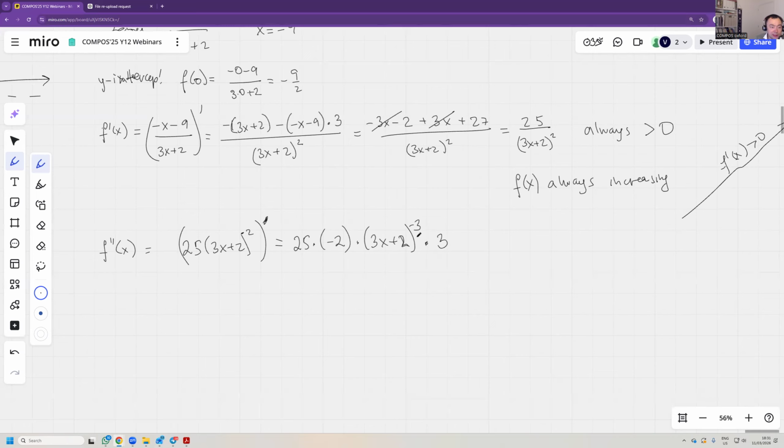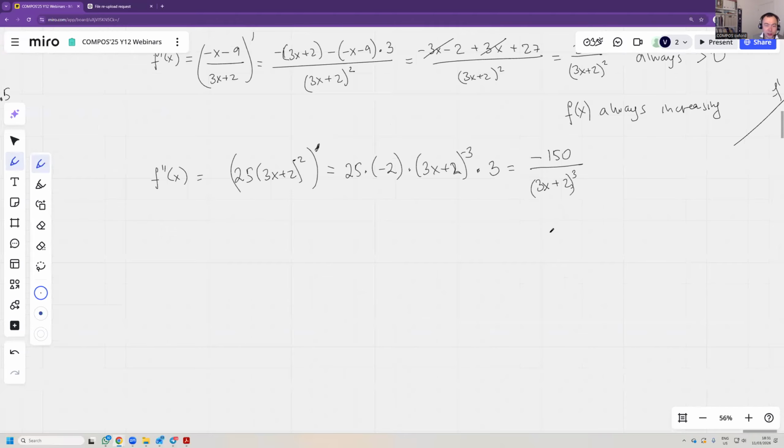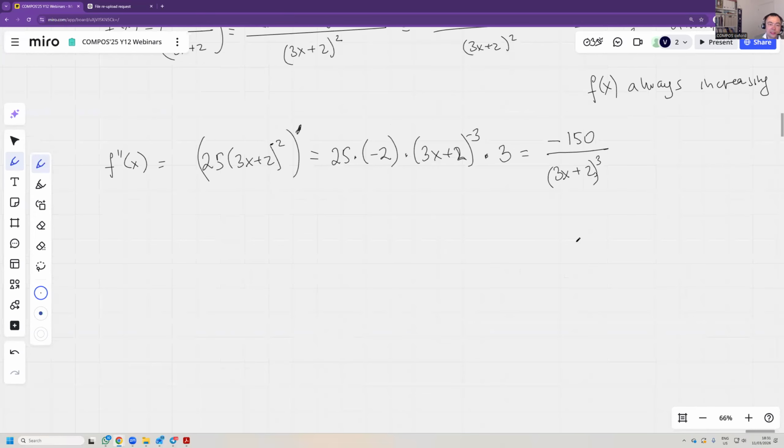Oh, no, that is correct. Yes. So that is negative 150 over 3x plus 2 cubed. Right. So when is the second derivative negative? If x is greater than negative 2/3, you can see that the second derivative is negative, and therefore it is concave.